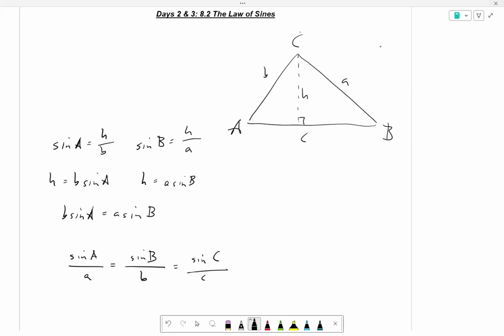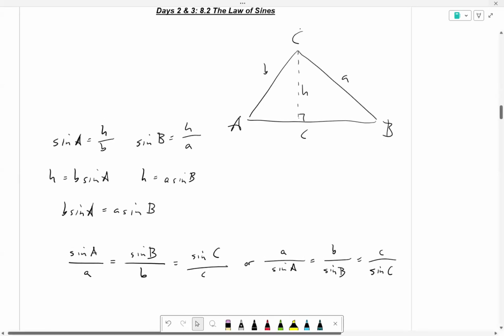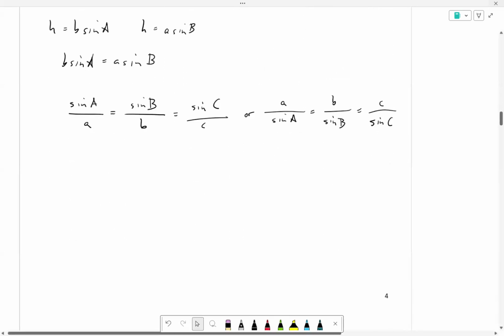One property of these proportions, by the way, is that they could all be flipped. So we could say that we have A over sine of A equals. Did you already memorize this? You memorized it, right? It's not difficult, hopefully. And you just use it as appropriate. Okay, so let's try some problems, shall we?